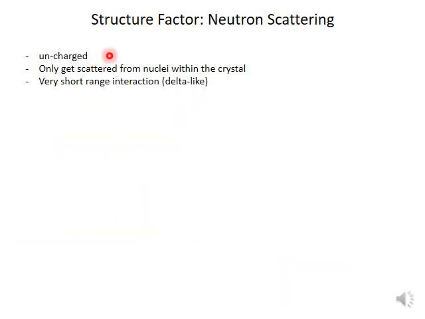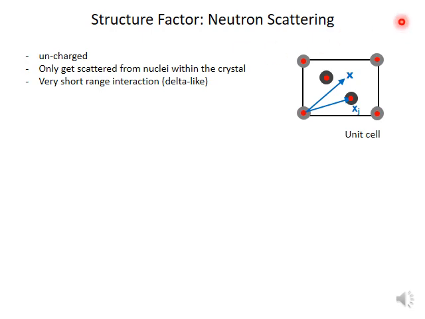So in neutron scattering, you have a probe which is incident on a crystal, and that probe is an uncharged particle. It only gets scattered from the nuclei within the crystal and not from the electrons, and the interaction between the incident neutrons and the nuclei within the crystal is a very short range interaction, because strong interaction by nature is very short range. So it's kind of a delta-like potential. You can imagine that if there's a unit cell, an incident neutron would only see these delta-like points exactly at the center of the atoms and not the surrounding clouds around it.